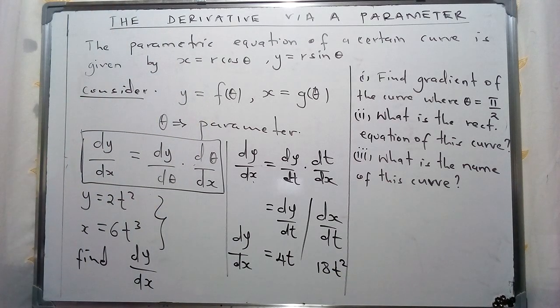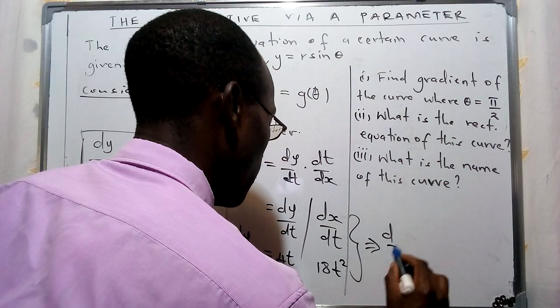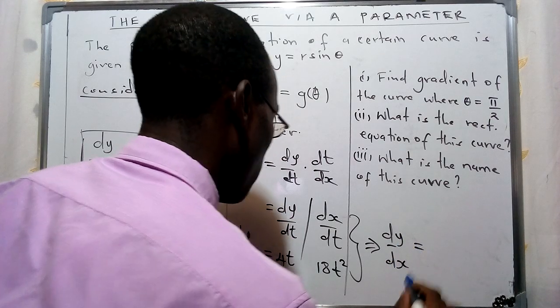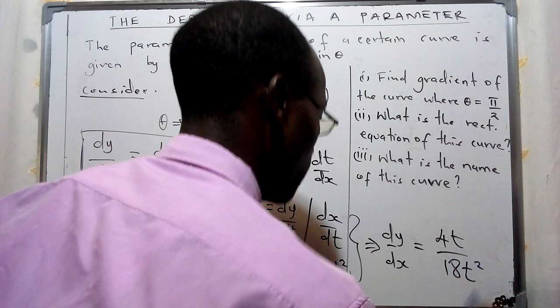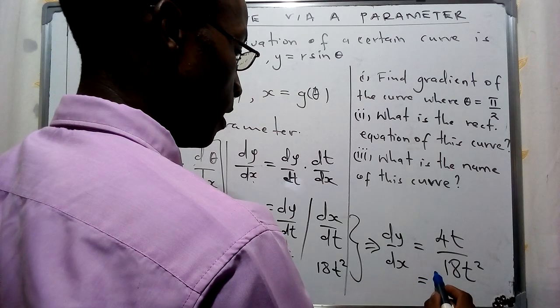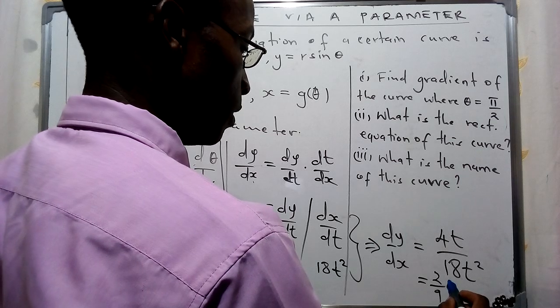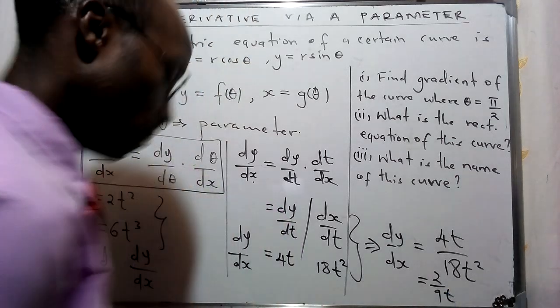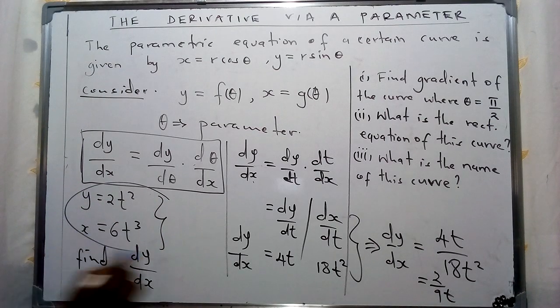So for us to find the value for this specific equation, which is dy over dx, this is going to be equivalent to 4t over 18t squared. We can simplify this, so we have 2 for 4, which is going to be 2 over 9, and then it's going to be over t. So this represents the derivative for the two equations, the value of dy over dx.